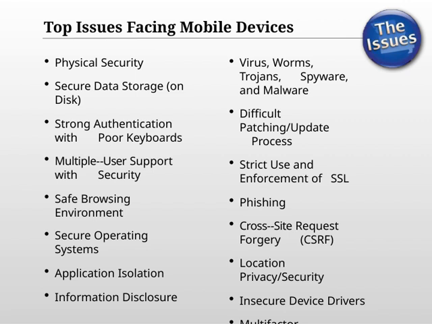Secure communication protocols like SSL are vital, and strict enforcement of their use helps protect data in transit. Phishing attacks continue to be a major threat, tricking users into revealing sensitive information. Cross-site request forgery, or CSRF, exploits trust between a user and a site, making it another security concern. Location privacy and security are increasingly important as mobile devices track our movements, raising concerns about who has access to this data. Insecure device drivers can introduce vulnerabilities that hackers might exploit, so ensuring their security is crucial.